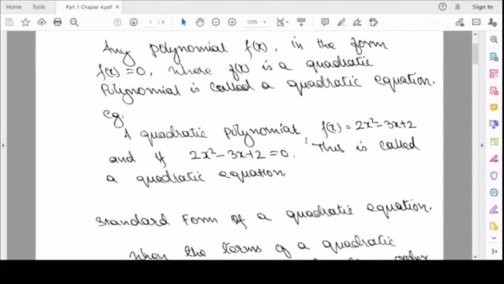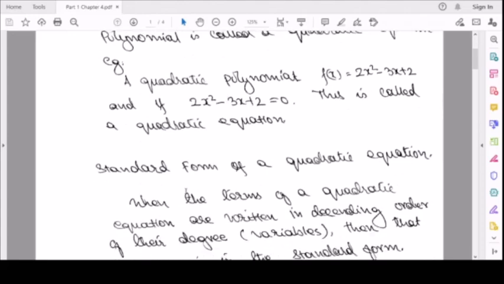A quadratic equation f(x) is equal to 2x square. Here I have given you as an example f(x) equals 2x square minus 3x plus 2. This is a polynomial, and if f(x) is 0, that means 2x square minus 3x plus 2 is 0. This whole equation will be called a quadratic equation.